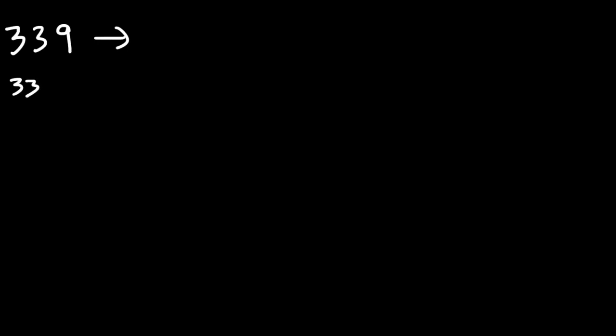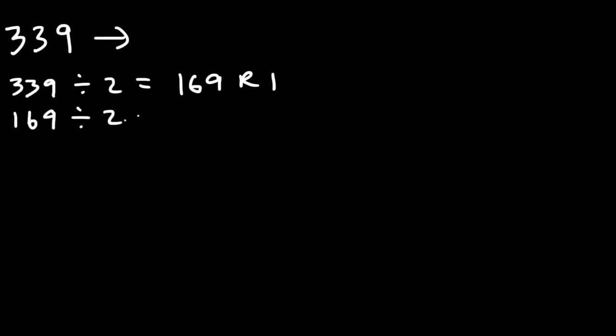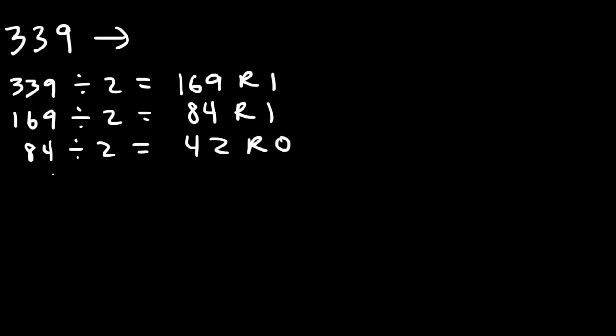So let's divide 339 by 2. This will give us 169.5, remainder 1, or 169. And then divide 169 by 2. That's going to be 84.5, or 84. And then 84 divided by 2 is exactly 42, remainder 0.